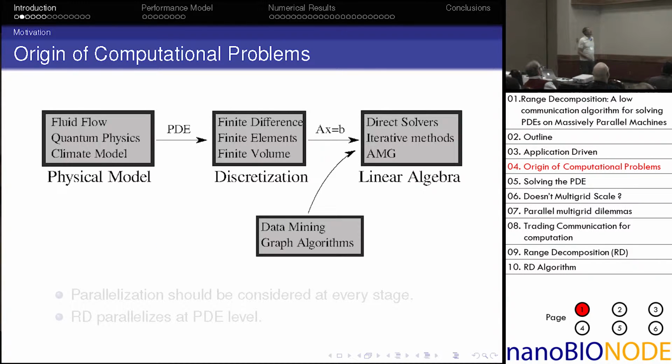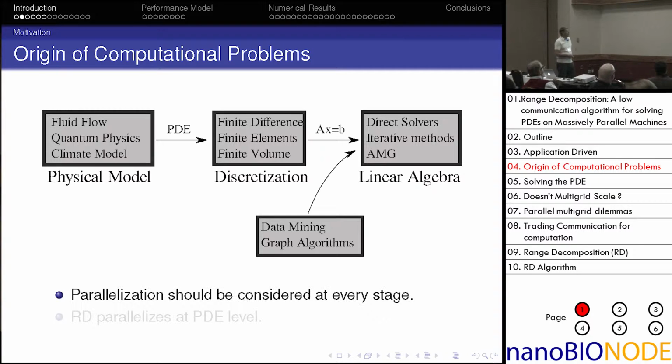Here's how we get computational problems. You all know how this flows, right? And where we're going to try to do some parallelization is right in here between those two. Okay, so RD, range decomposition, parallelizes at the PDE level.